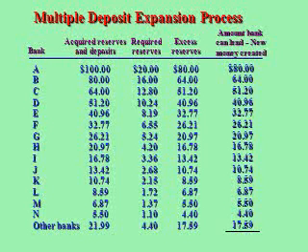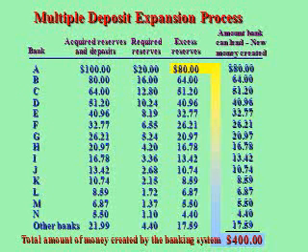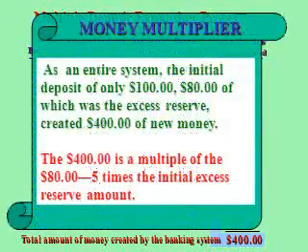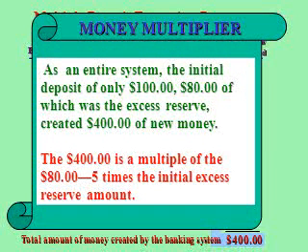Right, and you go all the way down the line, and if you add all these numbers up, it becomes a pretty substantial number off of an initial $100. Okay, $80 becomes there, $64 goes down to C. All right, and then $80 or $100 will eventually become $400 as you add all these numbers up right here. Okay. An entire system, the initial deposit of only $100, 80 of which was excess reserves, created $400 of money. Right? The money multiplier in this case is 5 because 80 times 5 is 400.